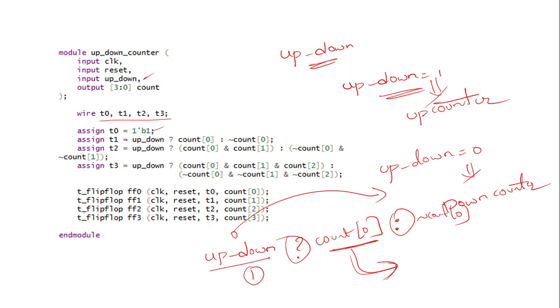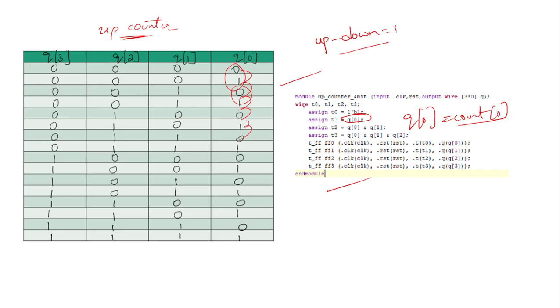So simply write these two counters in a single line. How do you write it? See here: simply write count of 0 colon invert of count of 0. So this is the T1. Coming to T2, here also it is the same thing. Again go to the up counter, see here what I write, Q of 0. So you simply make Q equal to count here. I use Q in the up counter and down counter, but I use count in the up-down counter.